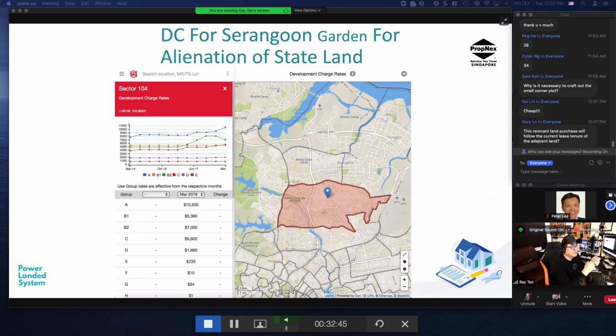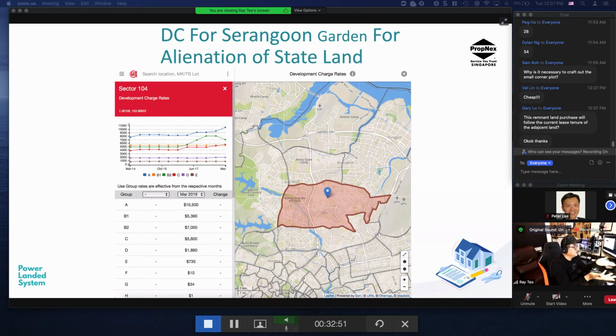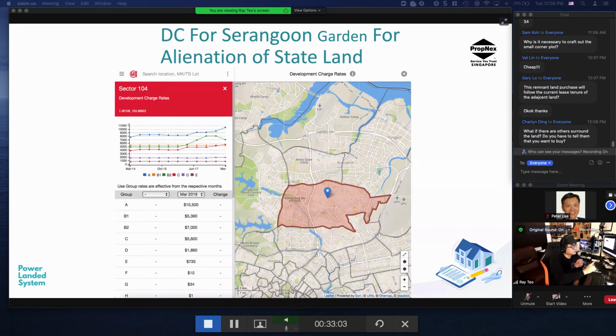This remnant land purchase will follow your land tenure. If your land tenure is freehold, you will become freehold. If your land tenure is 999, you will become 999. But after purchasing, you need to do amalgamation. Amalgamation means combining the land into one plot.